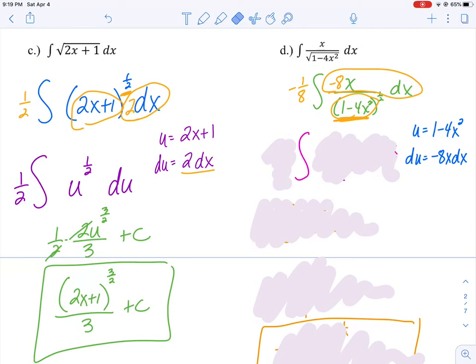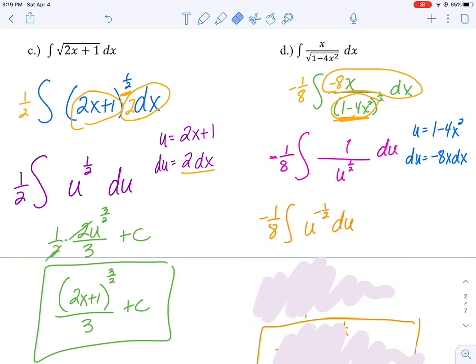So rewriting my problem in terms of u, I ended up with a du on the top, on my numerator, over a u to the 1/2 with a negative 1/8 in the front. And I don't know about you, but I didn't really like that du on the top, so I moved it over to the side. I hope you're okay with that. And then it looks like you can even bring this u to the 1/2 up top and make it u to the negative 1/2. That makes me feel better.